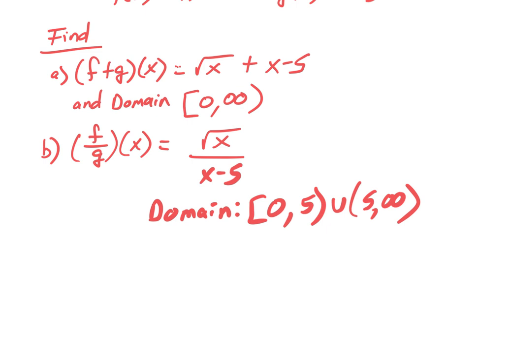And that would be the way we would express it in interval notation. If it doesn't say to write it in interval notation, you could say x is greater than or equal to 0, and x cannot equal 5. And I'm okay with something like that unless it says, let's write it in interval notation.